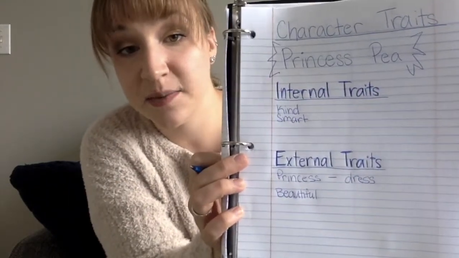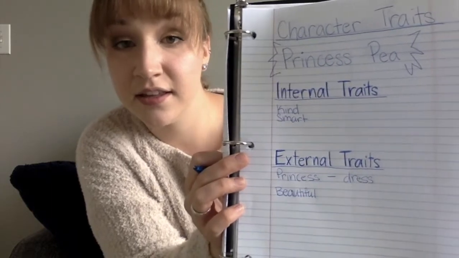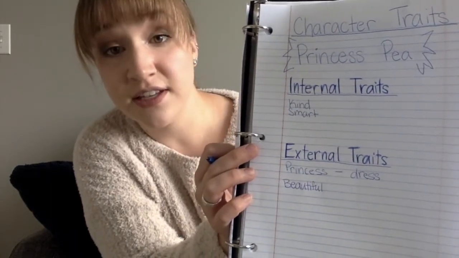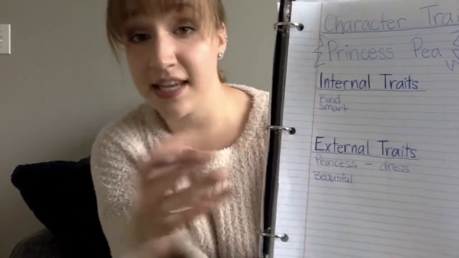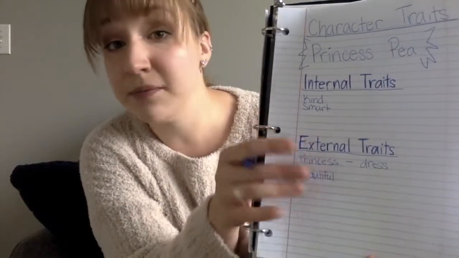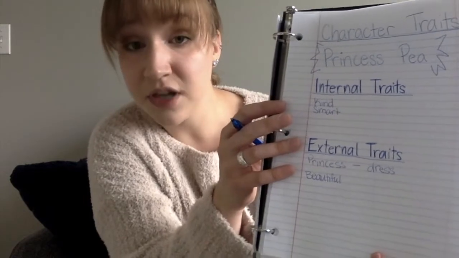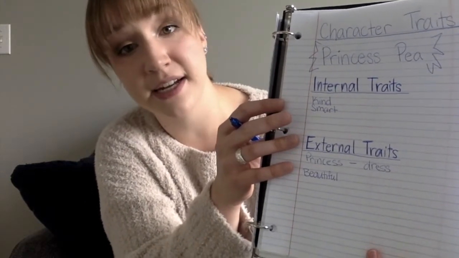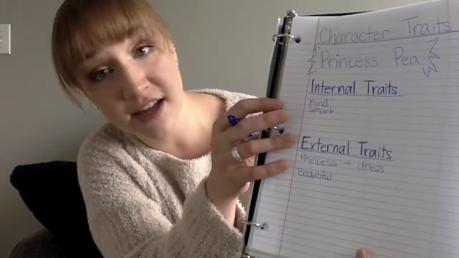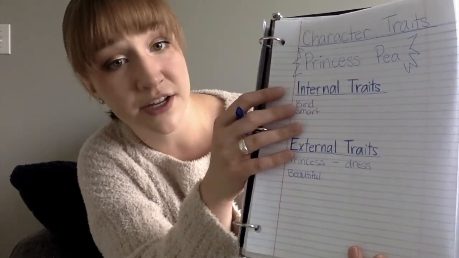What are some other things we could say about Princess P? We could say that she's thoughtful. She's thinking about others. When she met Despereaux and her dad, King Philip, stopped playing the music, she asked him to play Despereaux a song because she thought that Despereaux liked the music. So under internal traits for Princess P, we could write thoughtful.